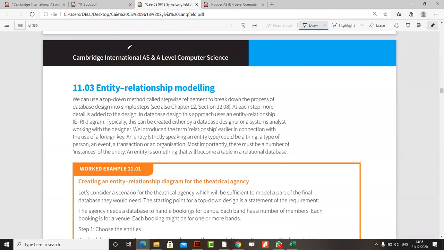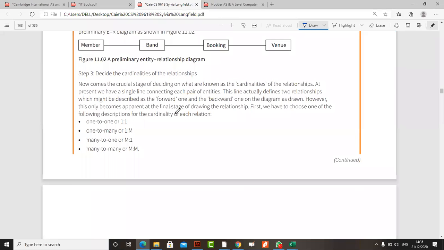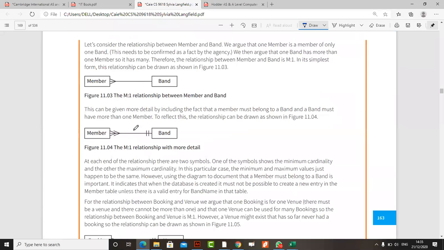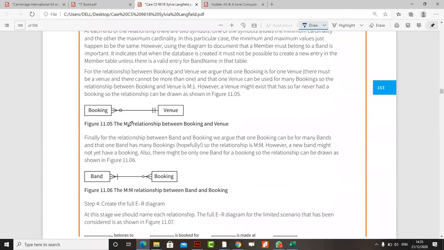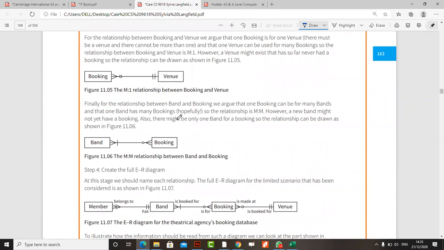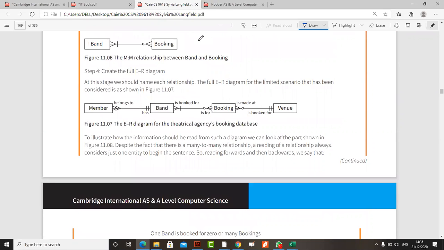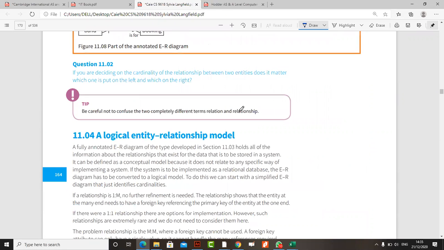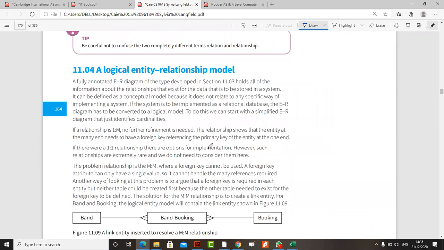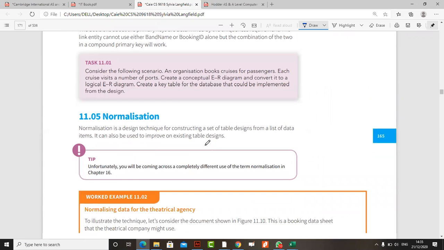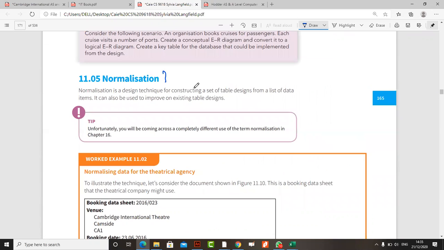You will know how an entity relationship diagram is made: this is one to many, this is many to many, or one to one. How do we create these in Access? I'm just giving an overview. So a logical entity relationship diagram we will also see in Access. We'll talk about normalization: first normal form, second normal form, third normal form.